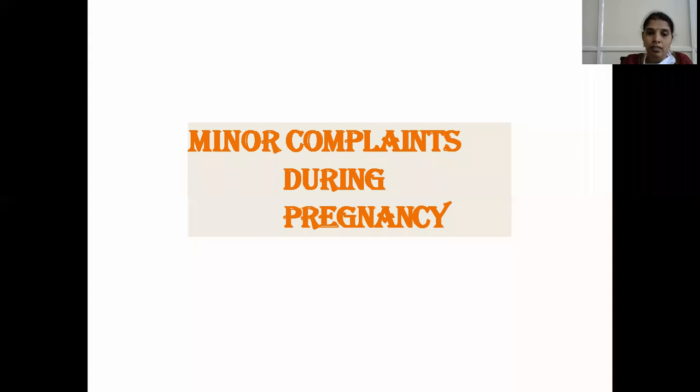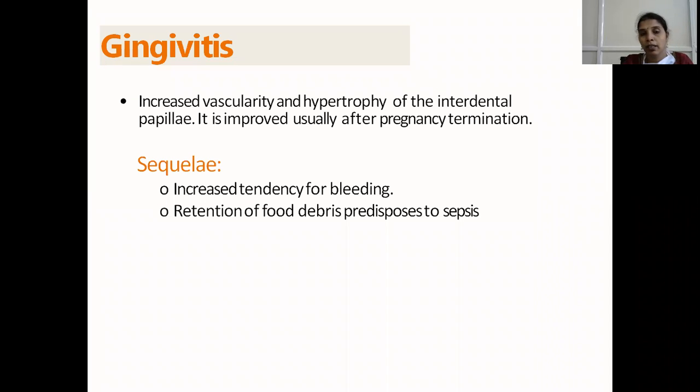These are some minor complaints during pregnancy. So many antenatal mothers come with minor complaints. Almost every antenatal mother has one of these minor complaints during pregnancy. So we have to manage these minor complaints without medication. Gingivitis: increased vascularity and hypertrophy of the interdental papillae. It usually improves after pregnancy termination. Because of this gingivitis, there is increased tendency of bleeding, retention of food debris, and predisposition to sepsis. The only thing for this gingivitis is maintaining dental hygiene. Otherwise, we have to assure her it will improve after pregnancy termination.